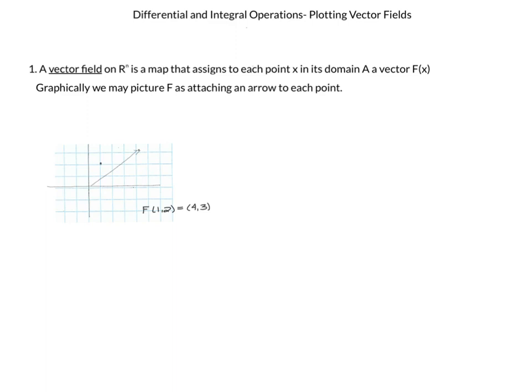I have given you this example before, but we'll take a quick look at it before we get to our main example. A vector field on Rn is a map that assigns to each point x in its domain a vector f of x. Graphically, we may picture f as attaching an arrow to each point. So in other words, if we have a vector field that assigns to the point (1, 2) the vector (4, 3), that means over here at the point (1, 2), because this is f of (1, 2), we're going to move this vector, which is the vector (4, 3), so that it starts over here at (1, 2).